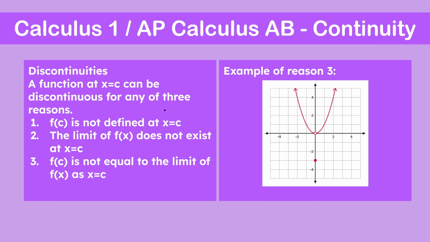And for the third reason, f of c is not equal to the limit of f of x as x approaches c. So right here, we see that the function gets closer and closer and closer to 0. However, f of c is defined at -3. And since the limit has to equal f of c, the function is discontinuous at x equals 0 because the limit is not the same thing as the function.